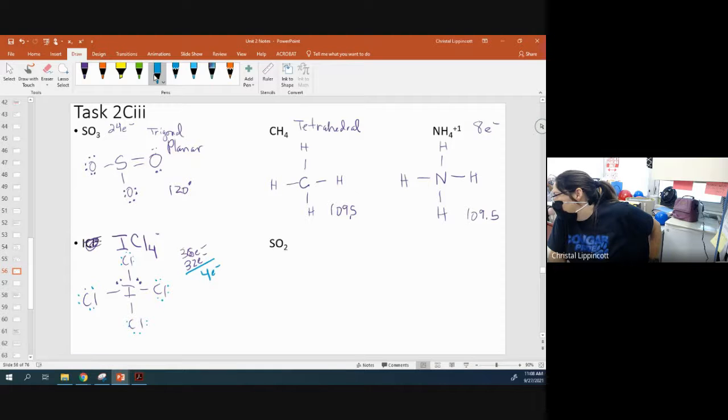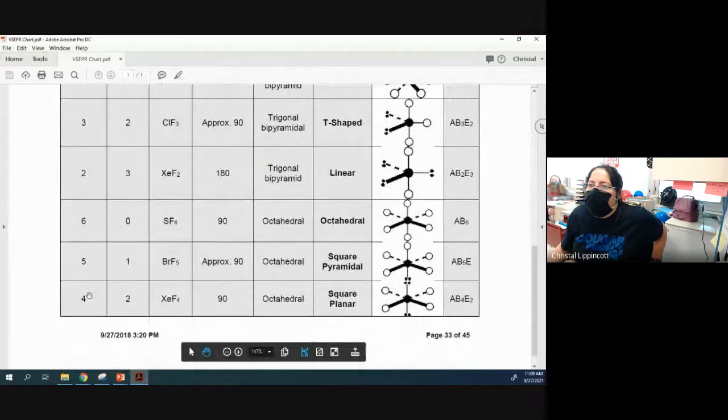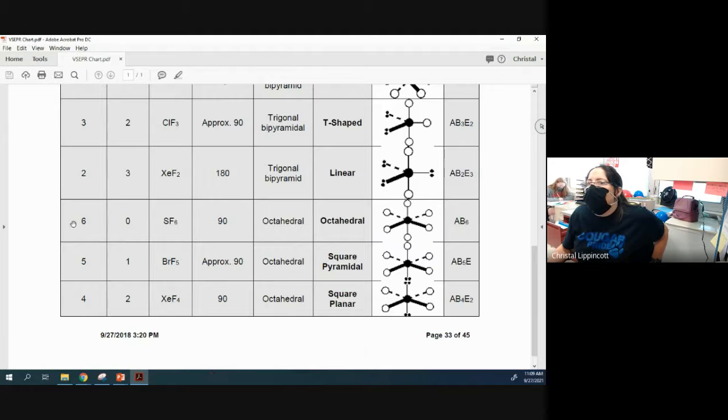Other questions? For that one, do you want us to write octahedral or square planar? We've got 4 and 2, so if we go over here, we find 4 and 2. So it would be square planar. Octahedral refers to electron domains. This has 6 things coming off of it, and that's where they get octahedral.